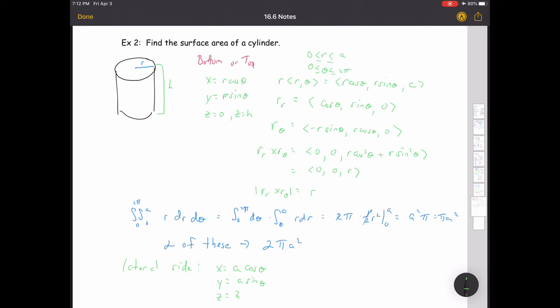But now this is going to be a function of theta and z. So let's go ahead and write that out. R of theta and z equals a cosine theta, a sine theta, z. Let's take the partials.